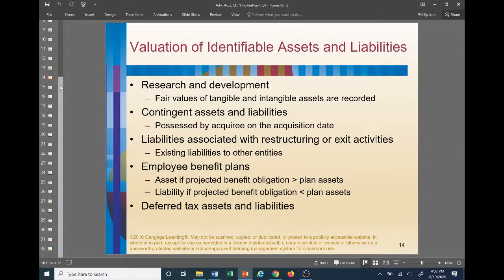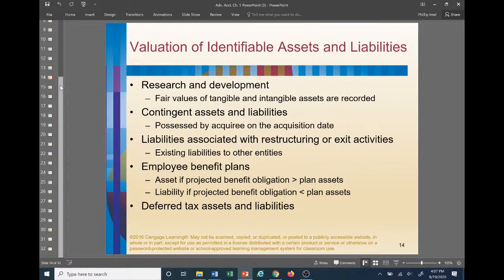The liabilities associated with exit activities. So that would be another one. Employee benefit plans: asset if the projected benefit obligation is less than plan assets, or liability if the projected benefit obligation is greater than plan assets. Or, asset if the benefit obligation is greater than plan assets, and liability if the projected benefit obligation is less than plan assets.